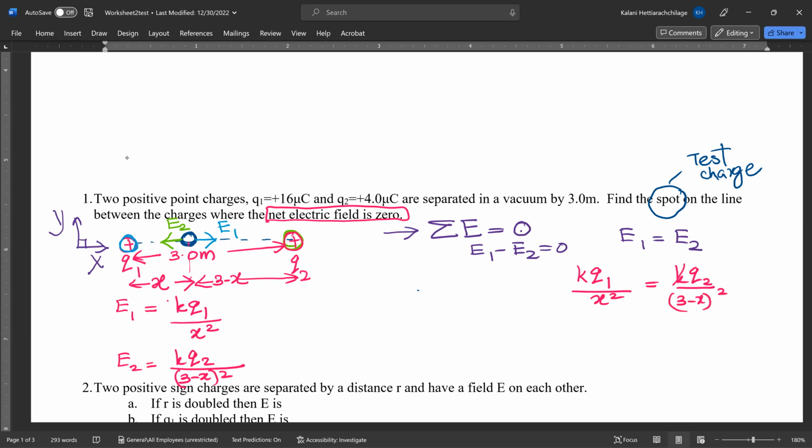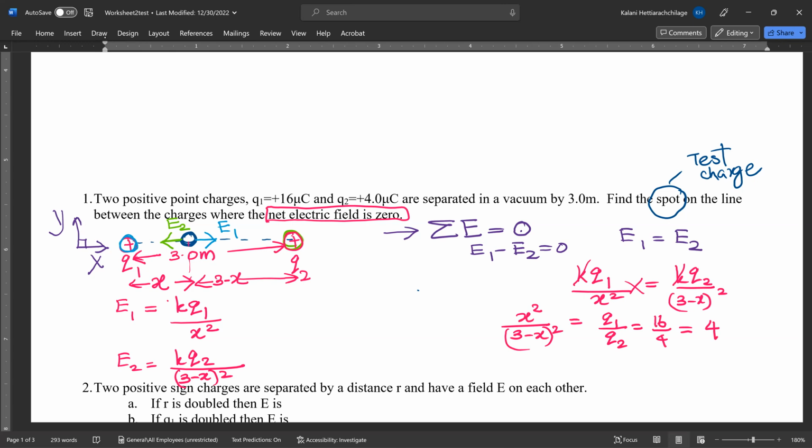So divide by k on both sides, it will cancel out. And then I'm going to cross multiply and write x squared over (3 minus x) squared will be equal to Q1 over Q2, and Q1 over Q2 in microcoulombs. I don't want the conversion since I have both charges in the numerator and denominator, the unit will cancel out in there. That means Q1 is 16 and Q2 is 4, and that will be equal to 4, right?